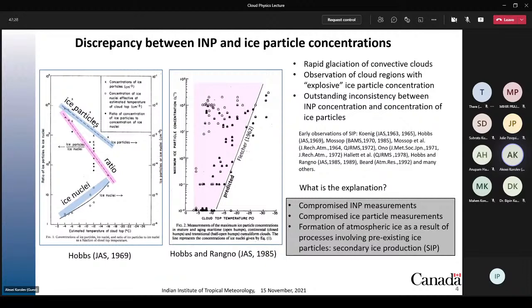So what is the explanation of this? There were three main routes along which the cloud physics community went. The first was compromised INP measurements: it was thought that INP measurements underestimated the concentration of INP. The second was compromised ice particle measurements. And the third hypothesis was that there is some process involving pre-existing ice which results in ice multiplication.